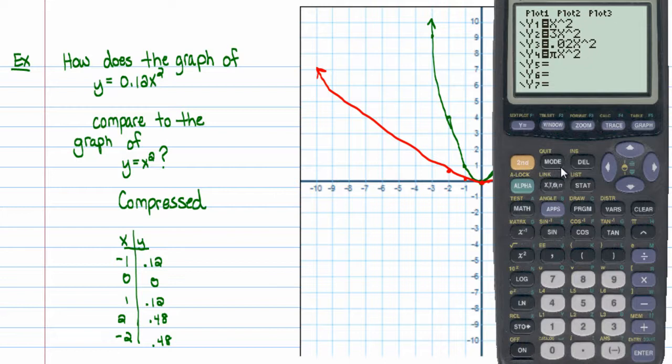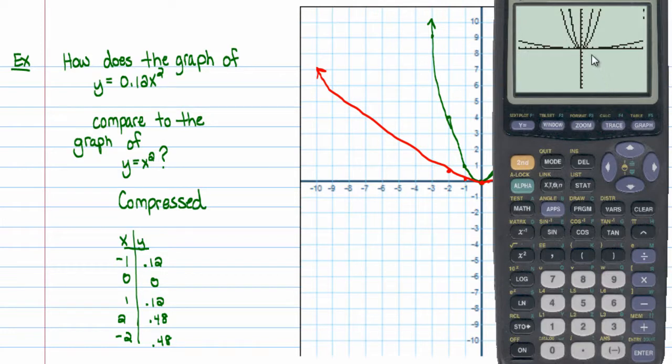So this should be a stretched version of y equals x squared because it's 3.14 and so on. When I hit graph, you'll see, and it did kind of highlight in there. It took a while to do it, but it is there.